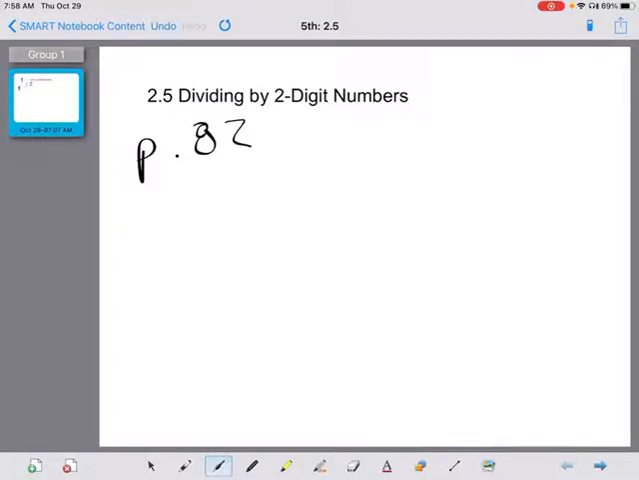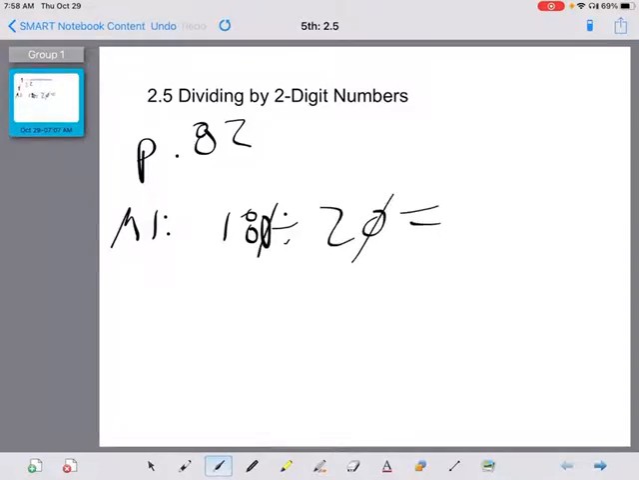It says use different methods to divide by 10. So one of the methods, I'm just going to say M1 for method 1, is 180, excuse me, not 18, 180 divided by 20. I've kind of taught you guys this before. If you cross those zeros out, 18 divided by 2 is 9. Boom, your answer is 9, right?